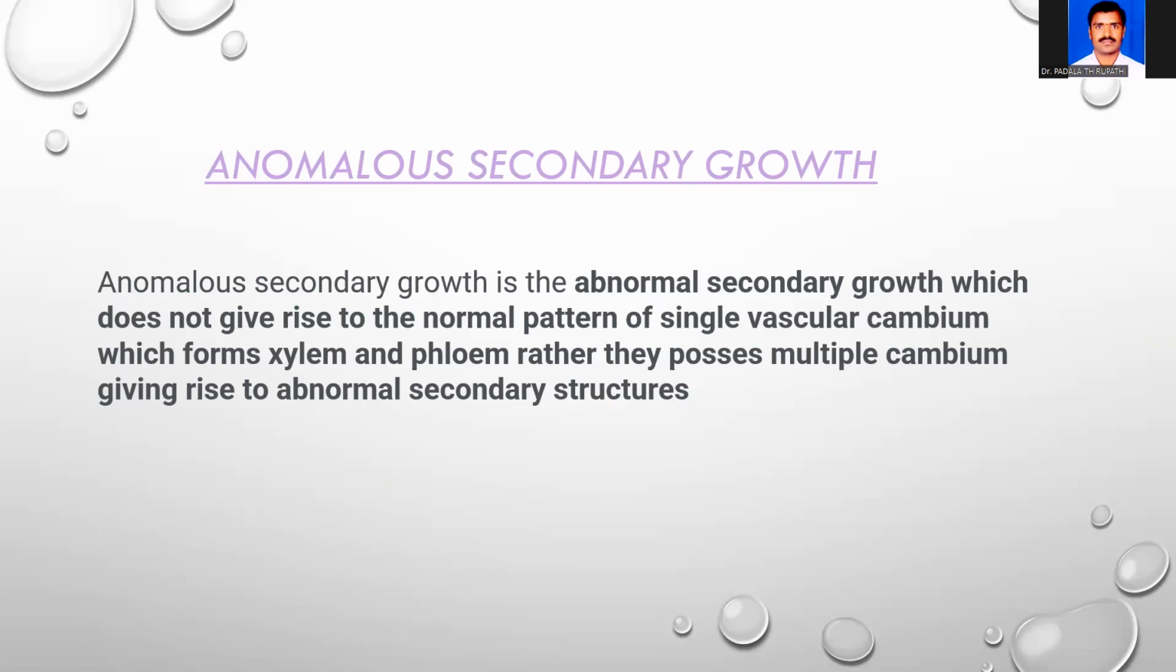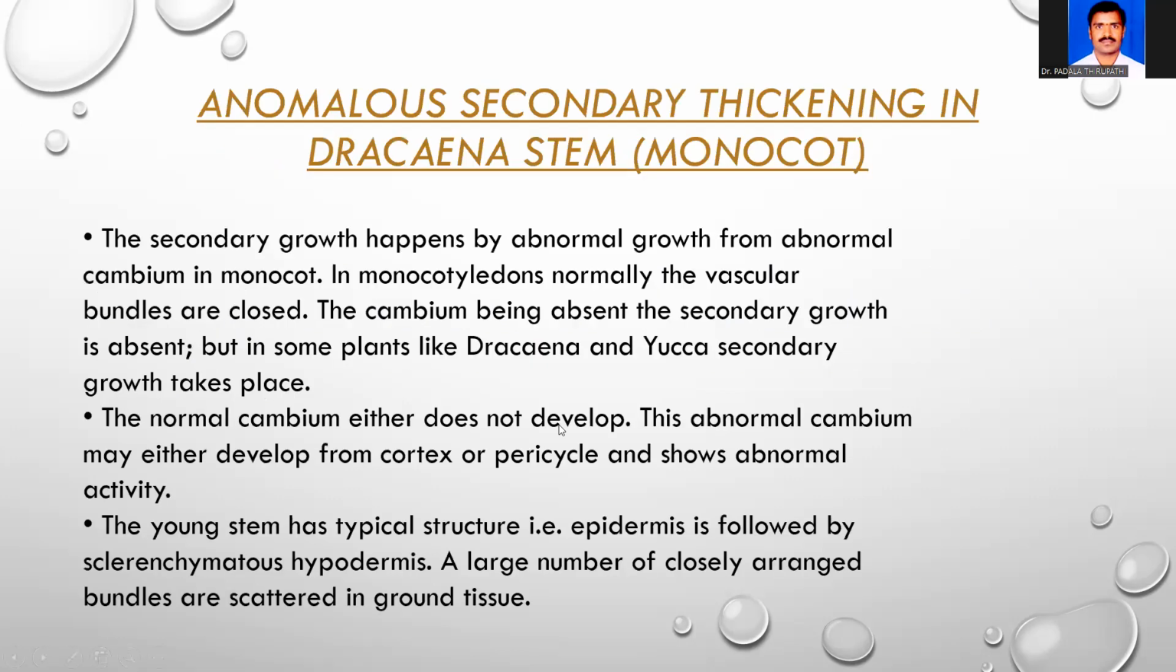Generally, anomalous secondary growth is abnormal secondary growth, which does not follow the normal pattern of a single vascular cambium. It is an abnormal activity. Rather than one cambium forming xylem and phloem, they possess multiple cambia, which give rise to an abnormal secondary structure. Normally during secondary growth only one cambium is present, which produces secondary xylem and secondary phloem. But here multiple cambia give rise to the abnormal secondary structure.